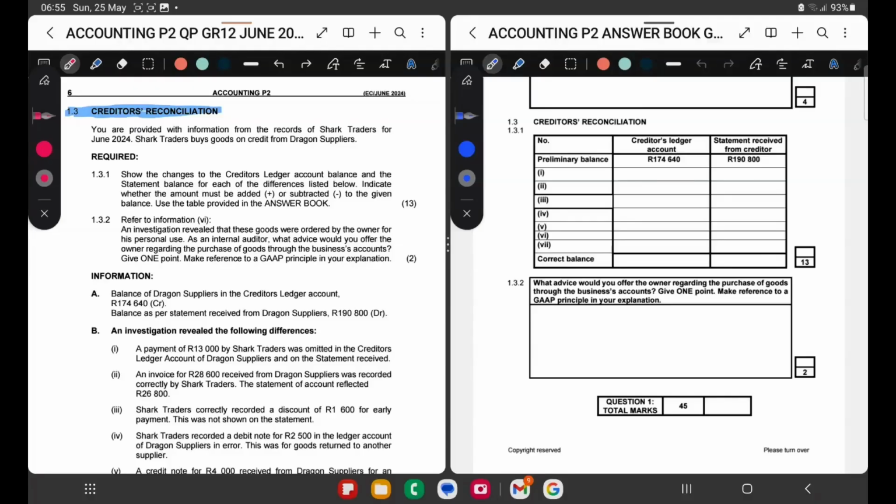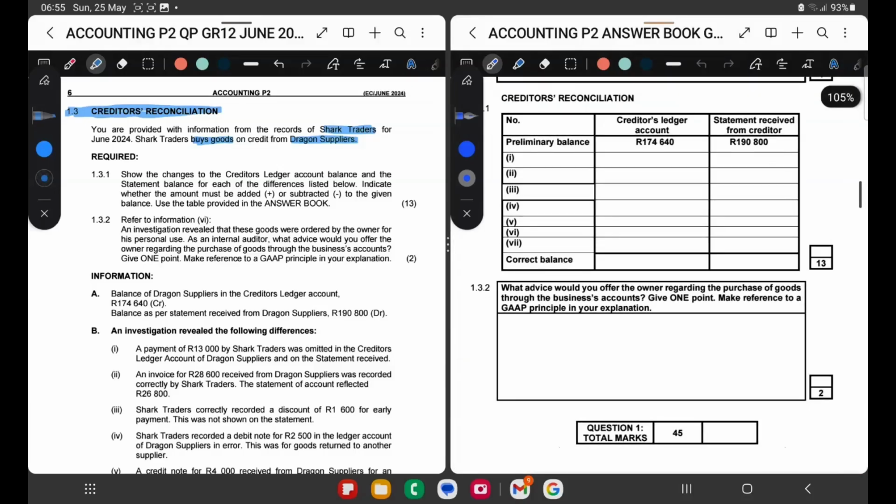The question says, we are provided with information from the records of Shark Traders. So Shark Traders is us, and Shark Traders buys goods on credit from Dragon Suppliers. Dragon Suppliers is our supplier. Let's see what is required. 1.3.1 says, show the changes to the ledger in our books and show the changes on the statement. We must read the information and indicate all the changes.